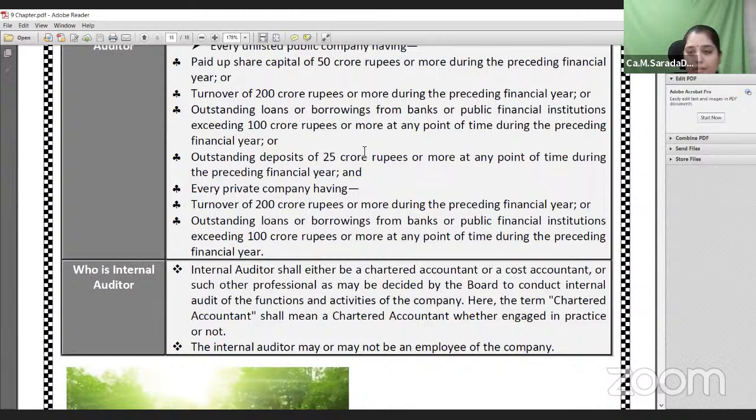If an internal auditor is appointed, the necessary checks and internal controls would be strong and the deviations would be less, and companies would effectively prepare financial statements which contain correct and true information.